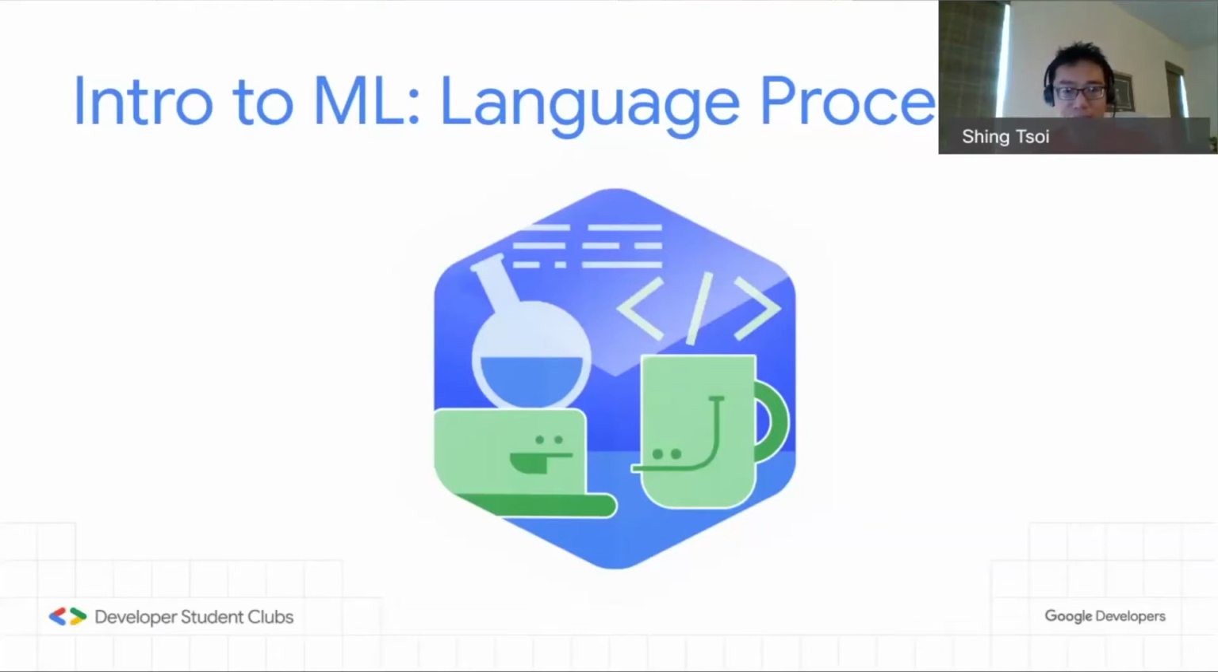So in this quest you are doing today, the intro to machine learning language processing quest, you'll get introduced to machine learning, and you will also have the opportunity to train and deploy a machine learning model and make predictions based on the census data. You also use several machine learning APIs from Google Cloud, including the speech to text and the natural language APIs.